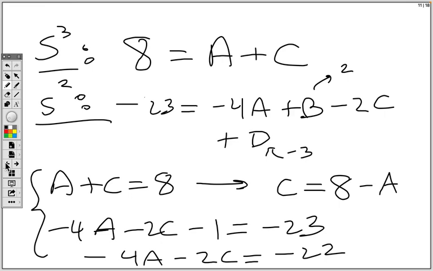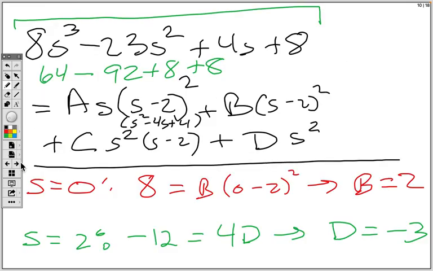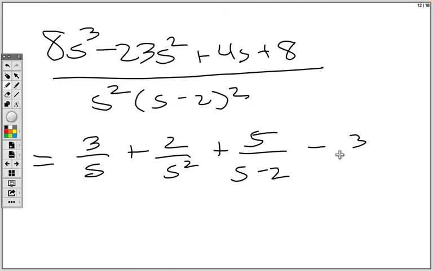plus d over s minus 2 squared. What was d? Minus 3. There's a minus in there somewhere. Okay, this is the second piece now. We've got to inverse Laplace.